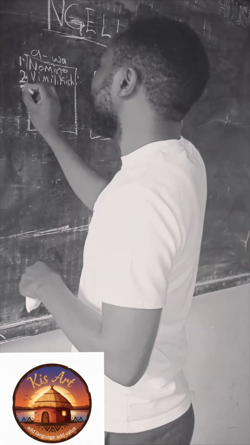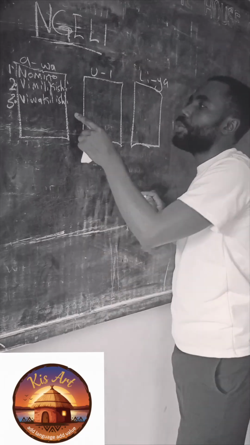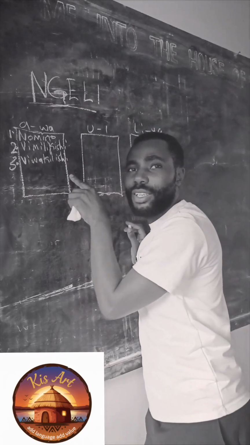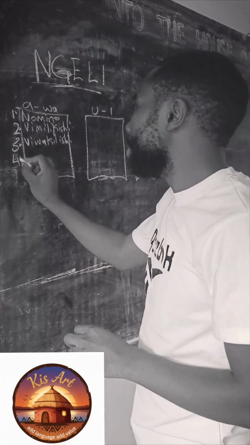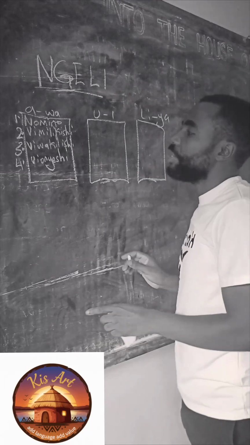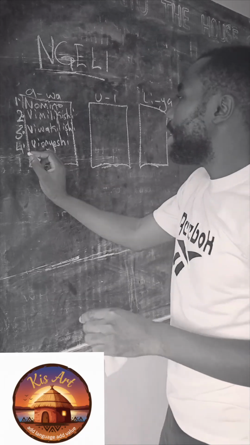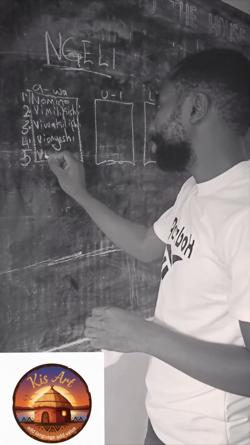Then thirdly, we also look at the pronouns. The pronouns in Swahili we call them viwakilishi. Then we have also the demonstratives. The demonstratives in Swahili we call them vionyeshi. And then lastly, we can look at the adjectives.